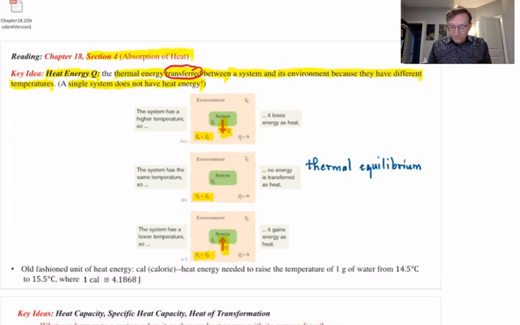Okay, so in the first picture, the sign convention we will use when the direction of energy transfer as heat is out of the system, the Q will by definition be a negative quantity in joules. In the middle case, where the system and the environment have the same temperature, i.e. thermal equilibrium, there'll be no energy transferred as heat, so we would denote that as Q equals 0.